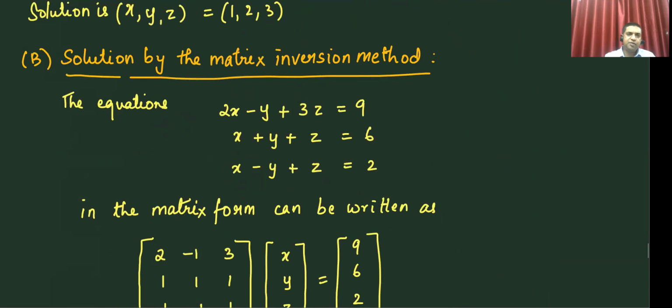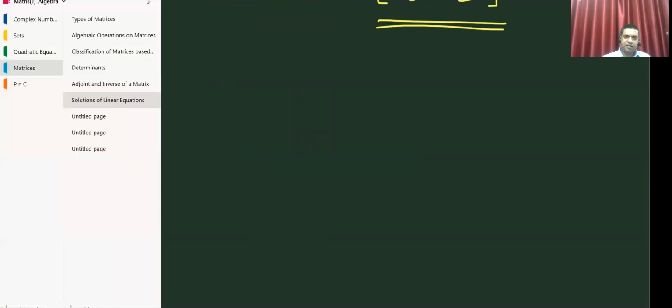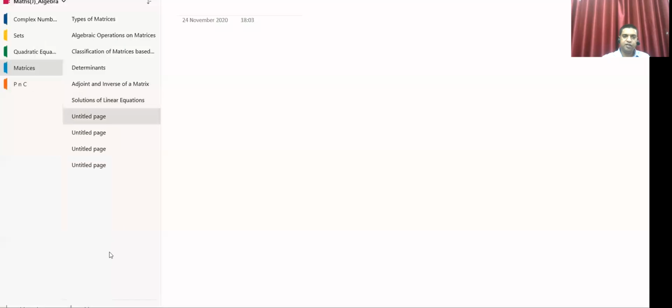Now for a system of simultaneous equations, there is another concept, not a solution, but to check whether the solution is consistent or determinate. So there is this concept of rank of a matrix, to solve the system of linear equations.